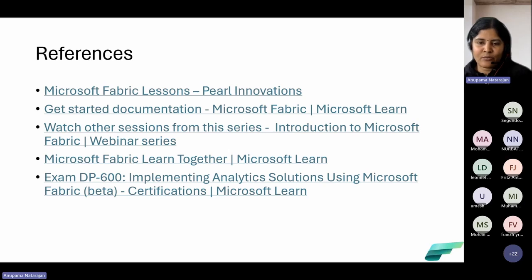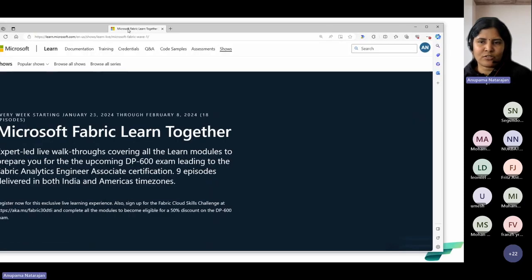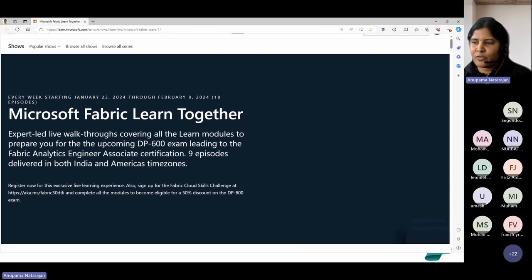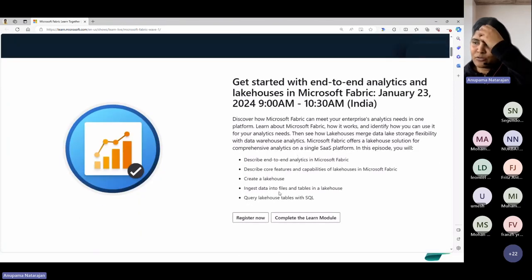And this is the other link which I was talking about, Learning Fabric Together. The MVPs from Microsoft are getting together and we are going to talk about Fabric. If you are interested, this is going to start from next week. There are 9 episodes that are going to be delivered in both India and US time zones. You can register here. Each learn module will be clearly explained by the MVPs, along with some demonstration. So here you can see how to get started.